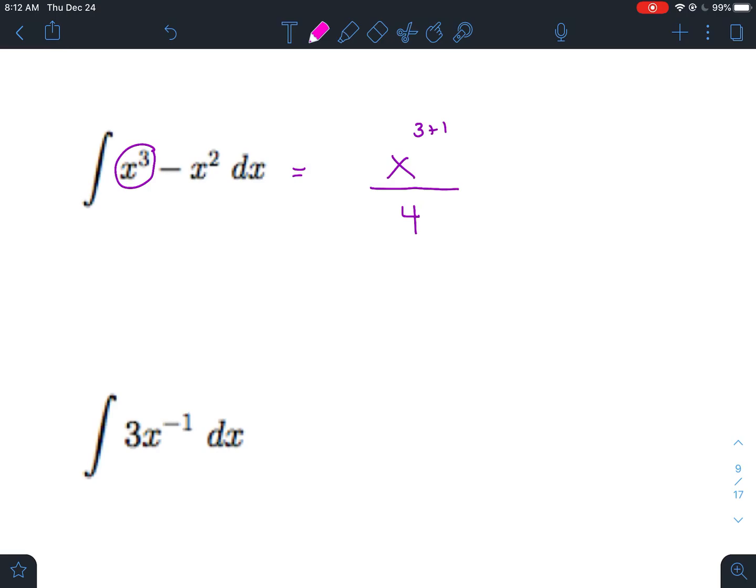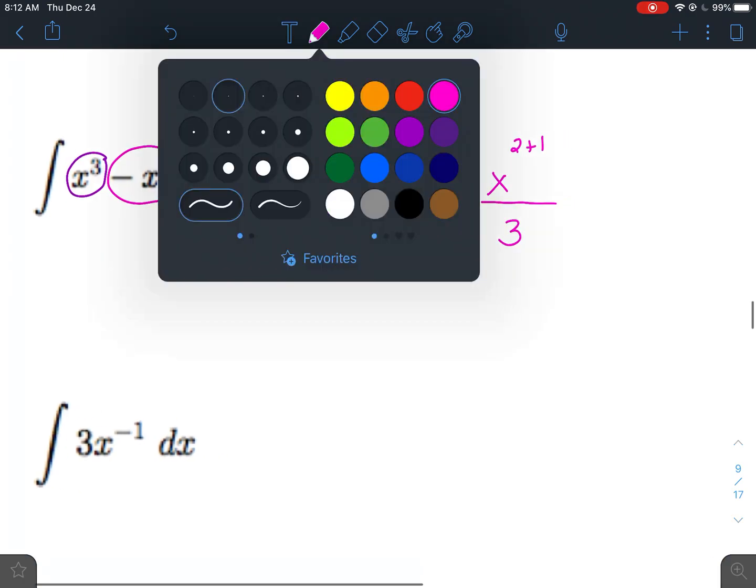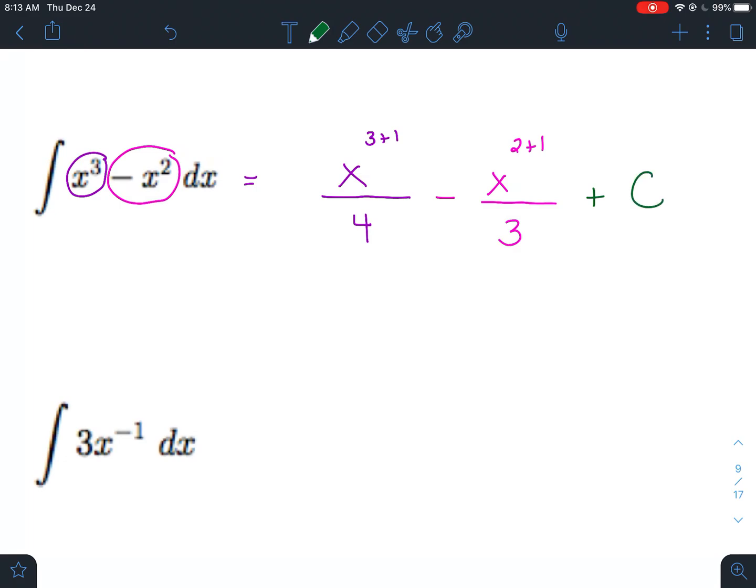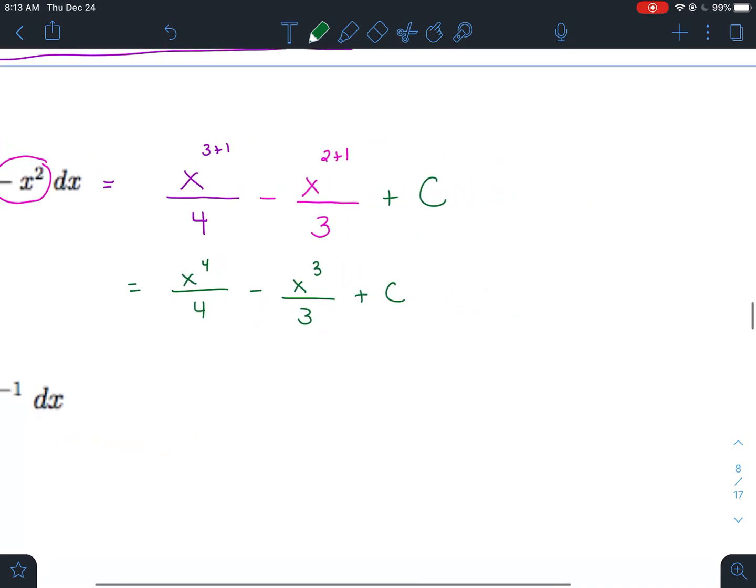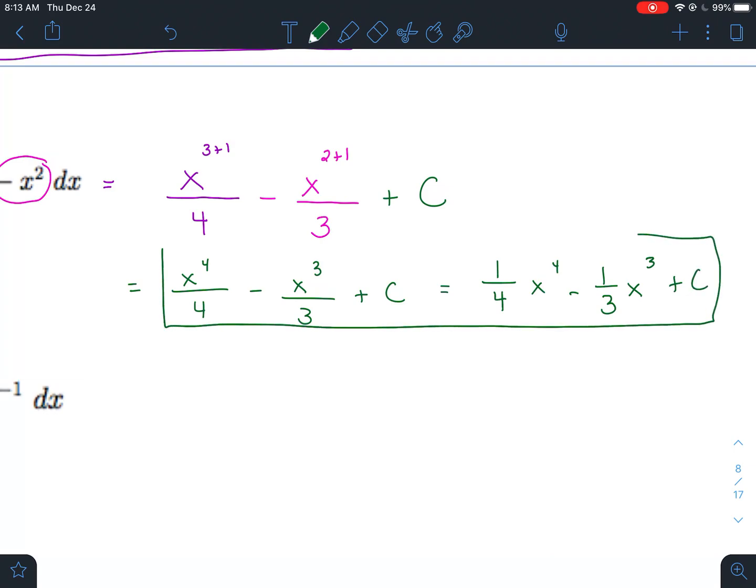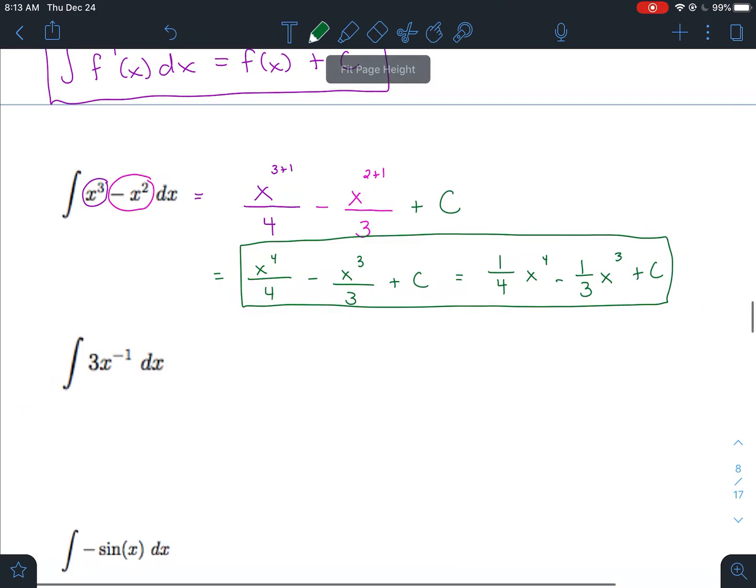And then let's find the antiderivative of minus x squared. So it'll be minus x to the 2 plus 1 divided by 3. And then remember, to represent any constant that could have existed, we need to add c. So when I simplify this, I get x to the 4 over 4 minus x to the third over 3 plus c. And you can leave it like that, or if you like to write it so it looks more like fractions, you can. So it'll be 1/4 x to the 4th minus 1/3 x to the 3rd plus c. And so both of those are correct ways to write that antiderivative. So remember to undo power rule, add 1 to the exponent, and then divide by the new exponent.